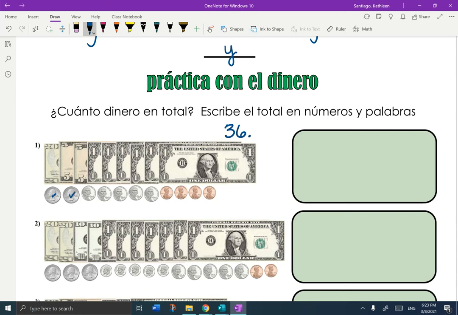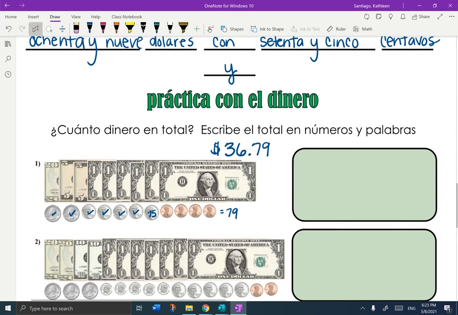And I'm just going to check them as I go, right? 25, 50. These are 5 cents, right? So 55, 60, 65, 70. And up to here, I'm at 75. Y uno, dos, tres, cuatro. En total aquí, 79. Okay, now we need to write it out in words.